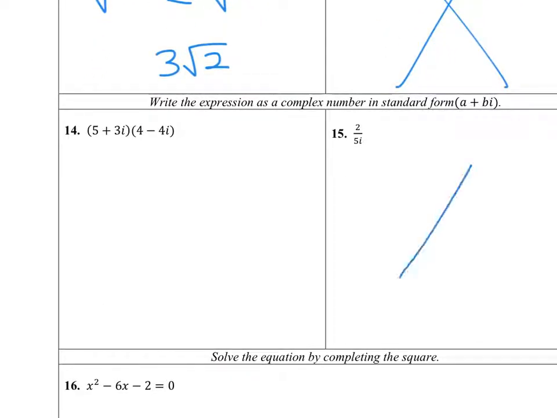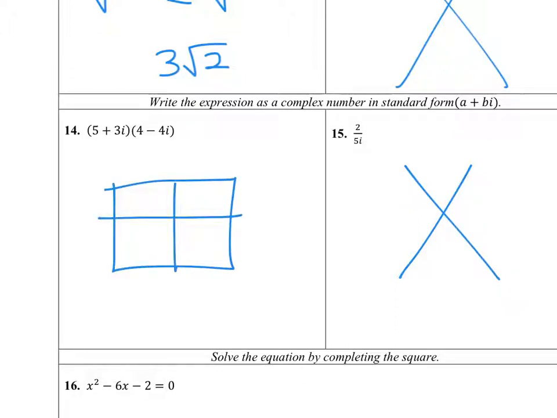All right, again, we're skipping 15. We'll just do 14. We're going to write this as a complex number. Okay. So we need to multiply these two. Okay, use the box. 5 plus 3i, 4 minus 4i. Remember, if you can just start multiplying.